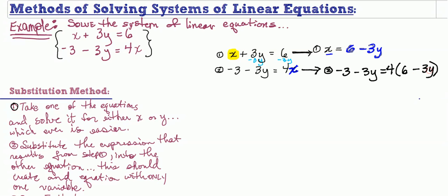Now that I've done this substitution, I've substituted this phrase in for x, you'll notice that I only have y's in my equation. Now I can solve this for y. Let's do that. We're going to go ahead and distribute the 4, right? We'll begin with 4 times 6, 4 times negative 3y. Let's go down the line and solve for y, step by step.